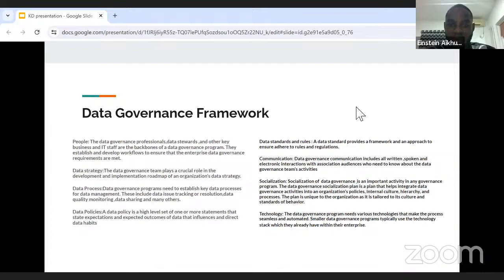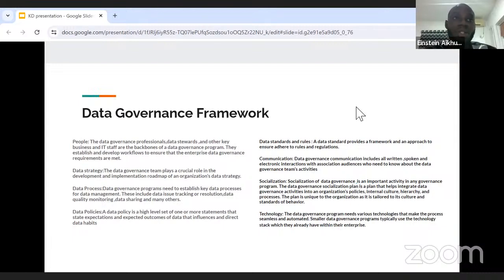Now, the next we have is socialization. Socialization of data governance is an important activity in any governance program. The data governance socialization plan is a plan that helps integrate data governance activities into our organization's policies, internal culture, hierarchy, and processes. The plan is unique to the organization as it's tailored to its culture and standard of behavior.